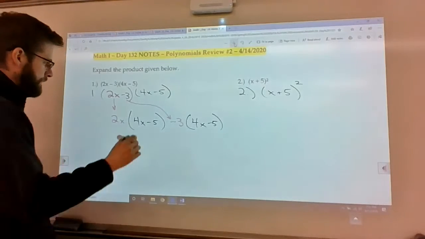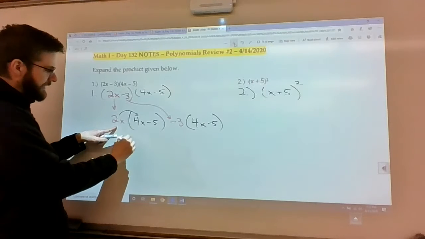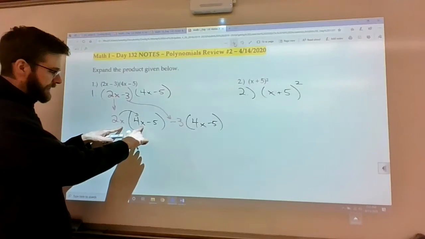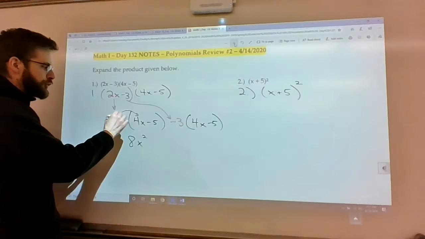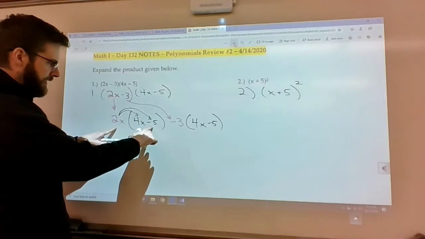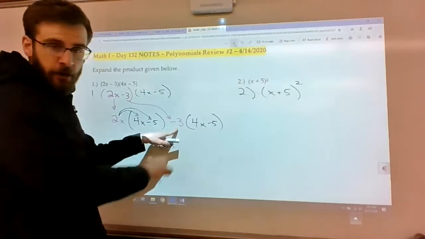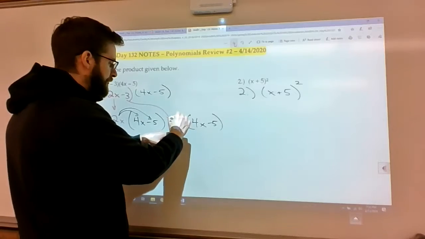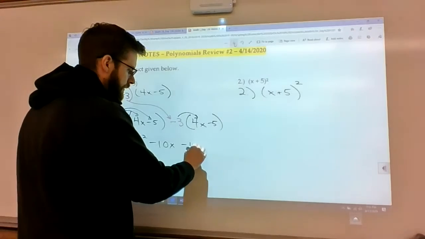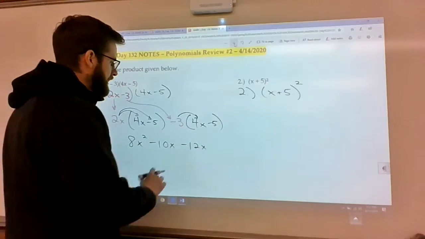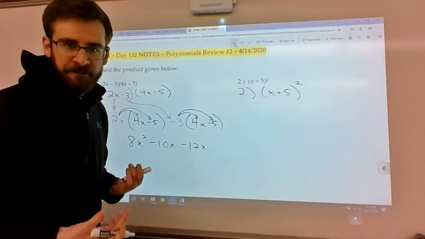From there, it's just applying the distributive property that we talked about in that first polynomials review. So you're going to get 2x times 4x, which is 2 times 4, 8. X times x, that's x to the second power. Then you're going to take 2x times negative 5, and you're going to get negative 10x. And then on the second group, you're going to have a negative 3 times positive 4x. You'll get negative 12. Don't forget to tag along that x there. And then you'll take negative 3 times negative 5. That'll give you a positive 15.